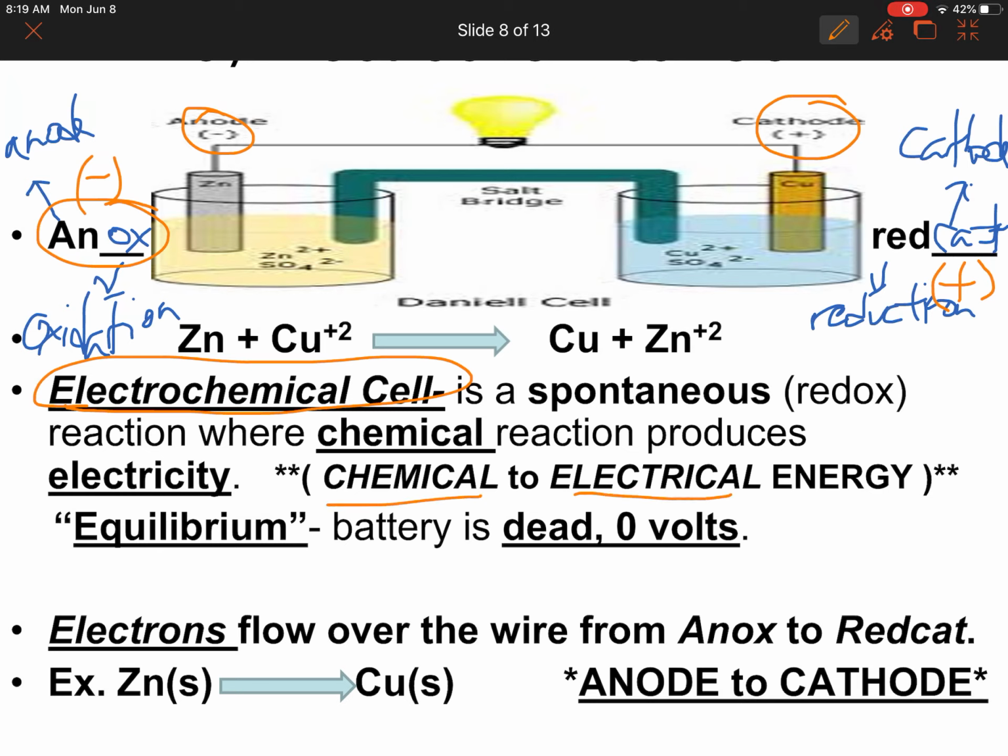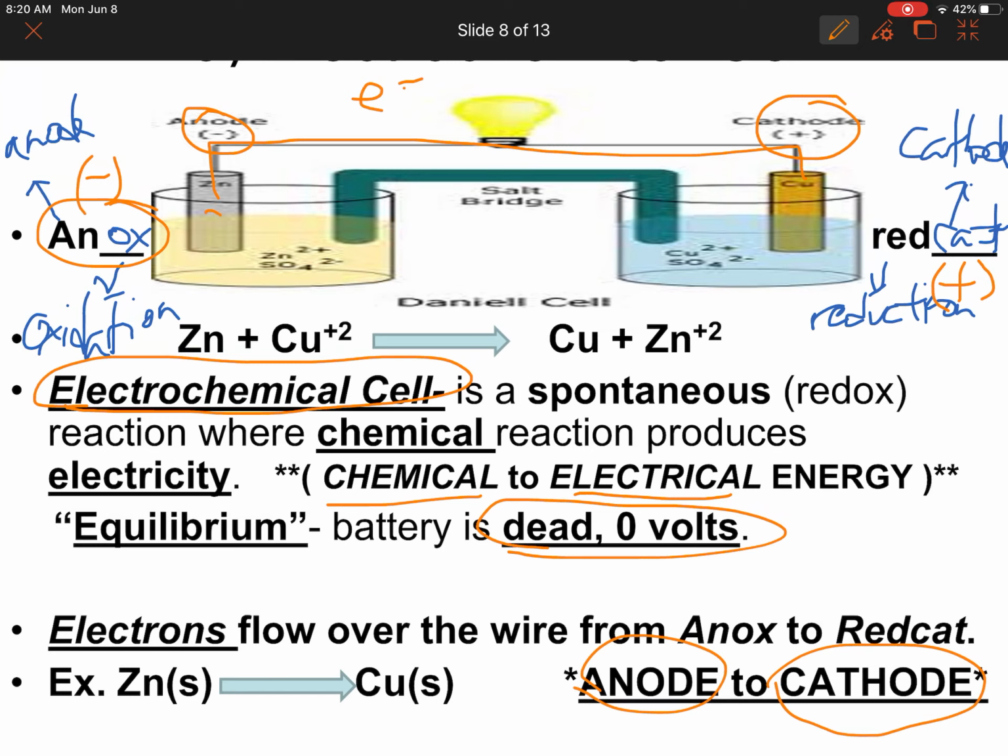Just so you know the term, whenever you see the word equilibrium in a redox reaction, it means it's 0 volts. The battery's dead. So electrons flow over the wire. Here's your wire, right there, from anox or anode to cathode. Electron flow.